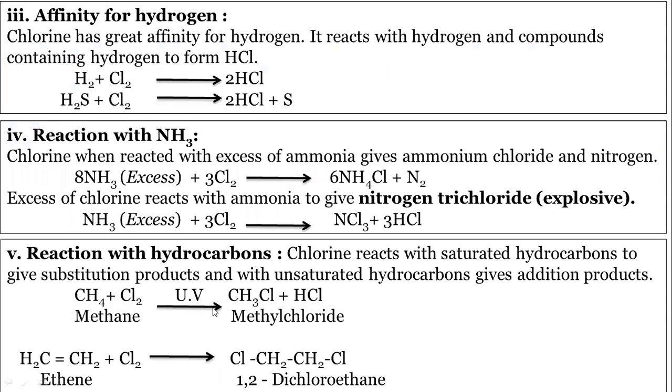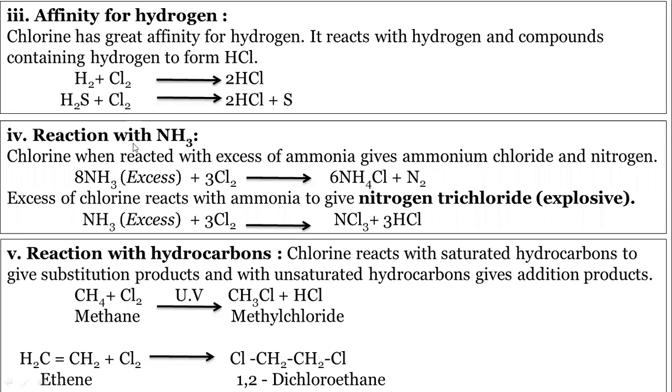Then reaction with hydrogen. When chlorine reacts with hydrogen or hydrogen containing compounds, remember, H2S is a hydrogen containing compound, we get hydrochloric acid. Cl2 plus H2 gives 2HCl. In this also, 2HCl is formed.